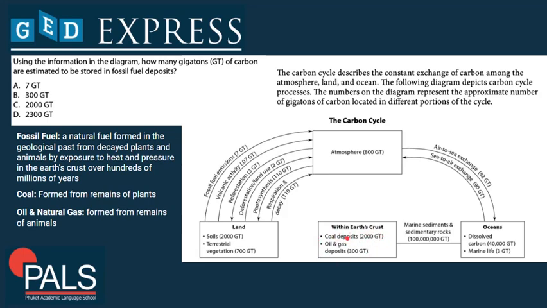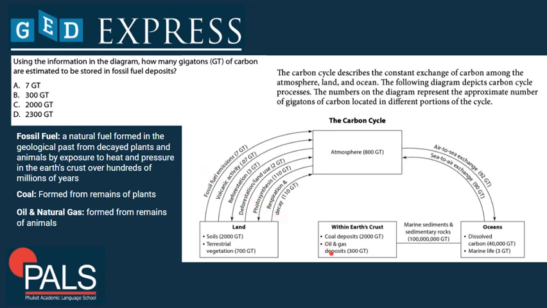2000 gigatons of coal plus 300 gigatons of oil and gas. And this gives us answer D, 2300 gigatons. The other answers are supposed to mislead us here a little bit.